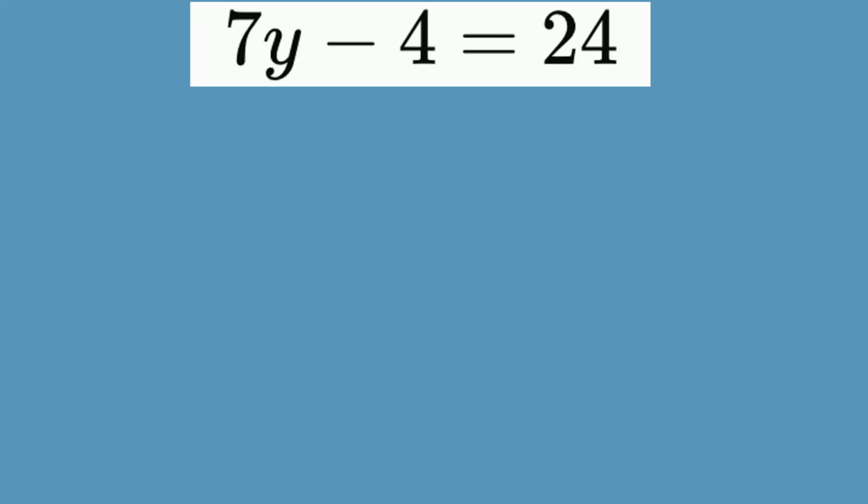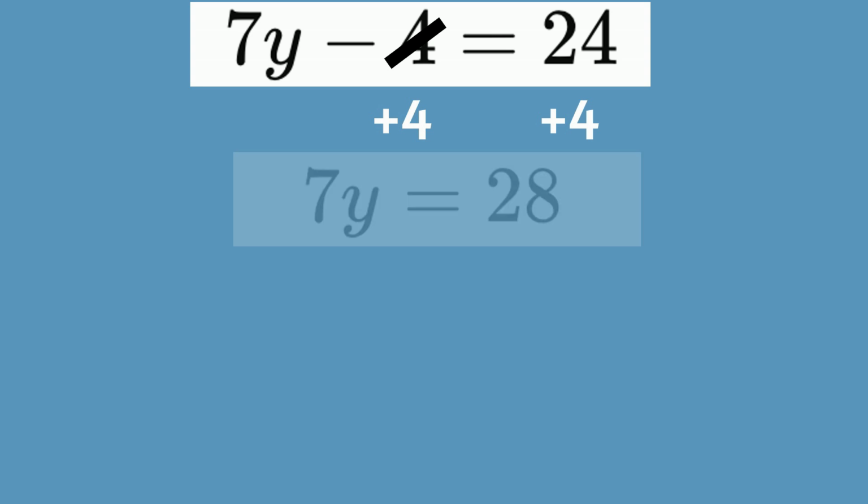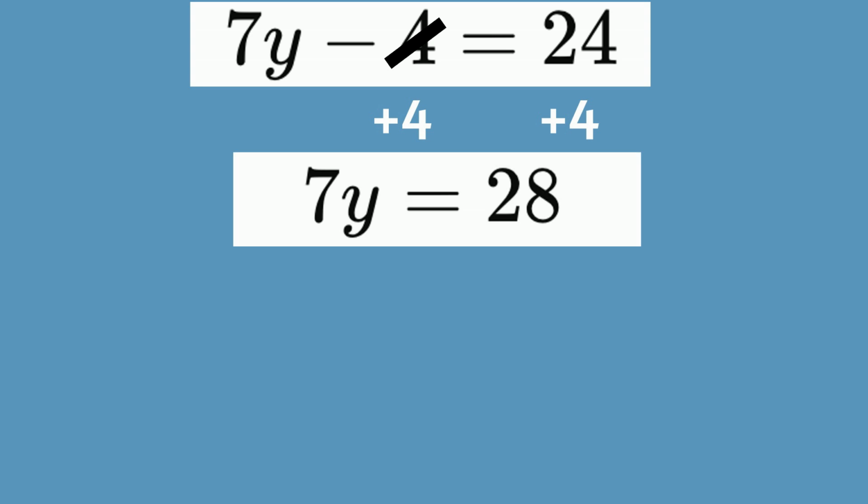In this equation, we start by adding 4 to both sides, because 4 has to be removed first. It is the furthest away from y. Now on the left-hand side, we only have 7y left, and on the right-hand side, we have 24 plus 4, which is 28. Next step is to divide both sides by 7. Answer is y equals 4.